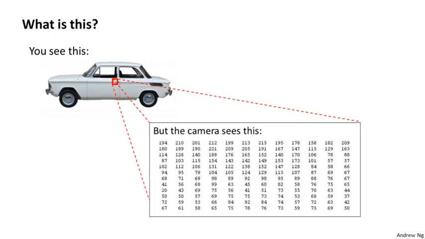To understand why computer vision is hard, let's zoom into a small part of the image, like that area where the little red rectangle is. It turns out that where you and I see a car, the computer sees that. What it sees is this matrix, or this grid of pixel intensity values that tells us the brightness of each pixel in the image. So the computer vision problem is to look at this matrix of pixel intensity values and tell us that these numbers represent the door handle of a car.